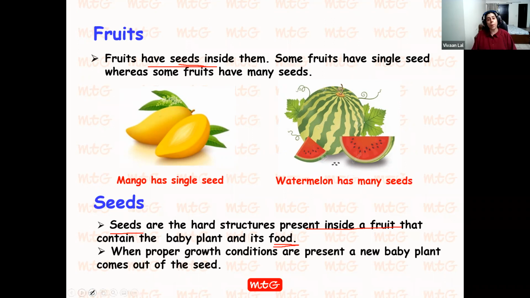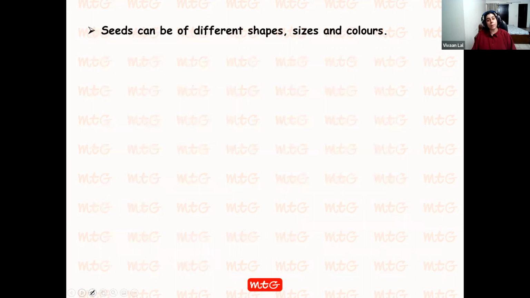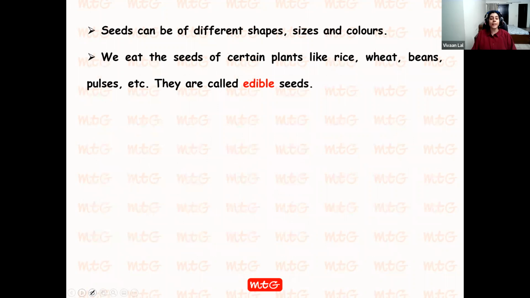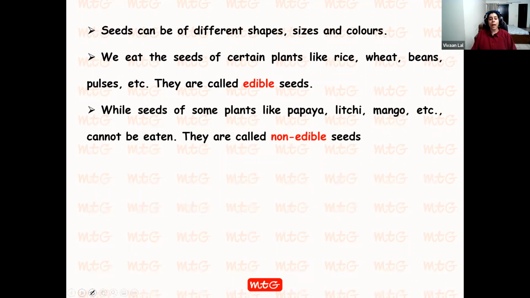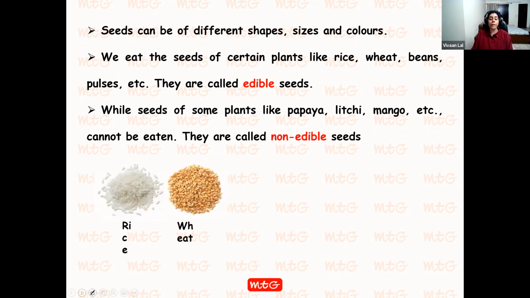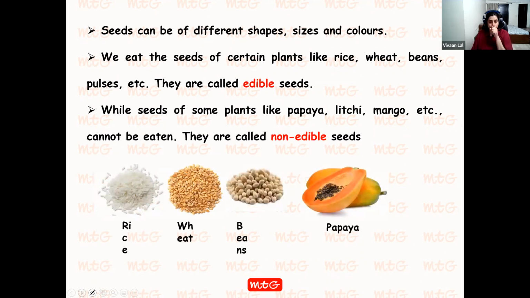So when the seed gets proper conditions, water, air, and soil, it grows into a new baby plant. And then when the baby plant matures, it turns into an adult plant. Seeds are of different shapes, sizes, and color. We eat seeds of certain plants like rice, wheat, beans, and pulses. They are edible seeds. They have nutrition stored in them. And in some plants, seeds are not edible. They cannot be eaten. They don't have any nutrition stored in them. Got it, beta? Now we'll talk about seed germination.